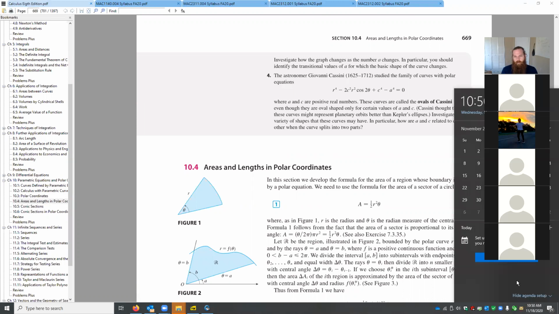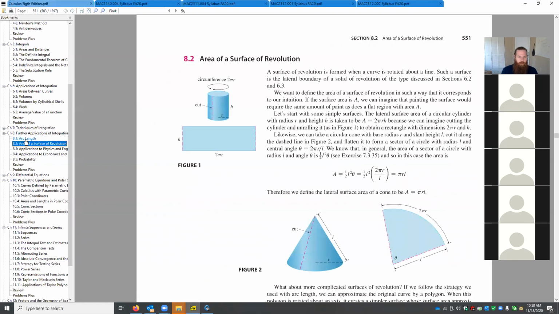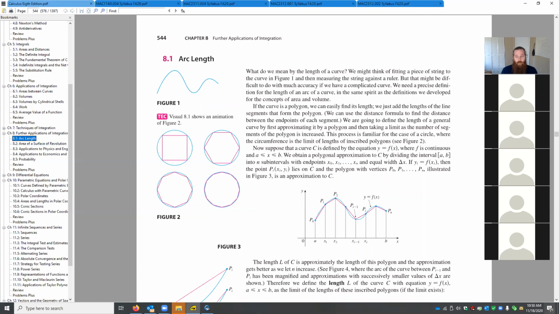So today is the 18th. Next week is Thanksgiving. And then the week after that is the last week of school. So I'm going to open up one more homework for you this week. It's just going to have 8.1 and 8.2 stuff. I'll make it a short homework and I'll have that be due on Monday.